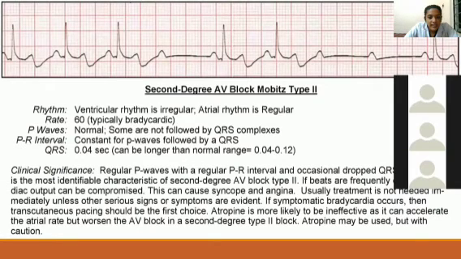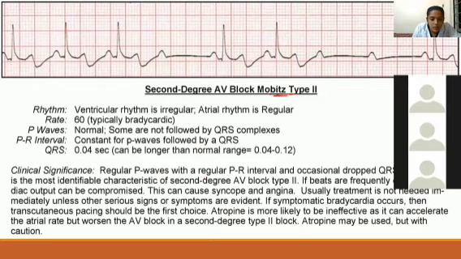So this is known as Mobitz type 1. Next one is second degree AV block, that is Mobitz type 2. Okay, so in this what will be happening? The ventricular rhythm is irregular and the atrial rhythm is irregular. The patient will be mostly bradycardic, that means the patient will have a heart rate less than 60. So the patient is symptomatic here. This is known as Mobitz type 2. This is also second degree heart block.